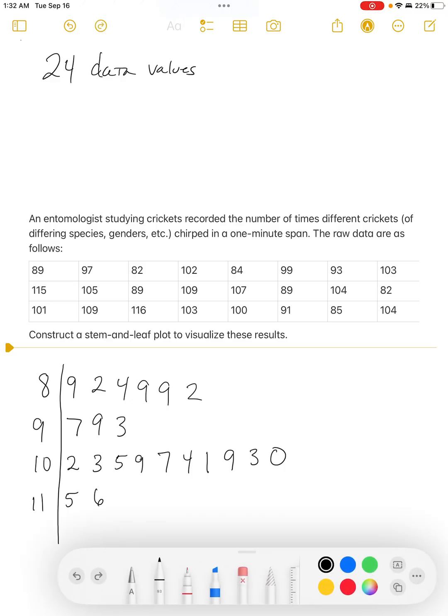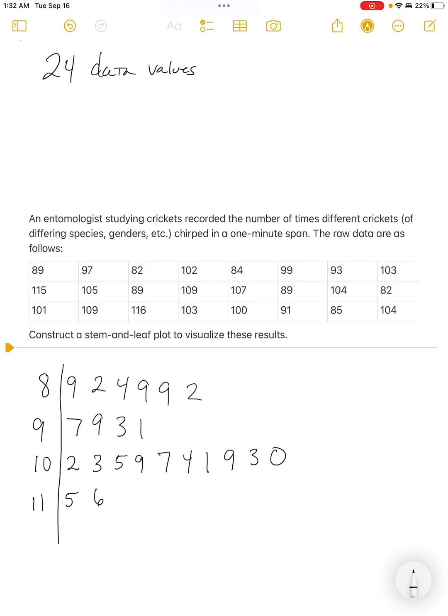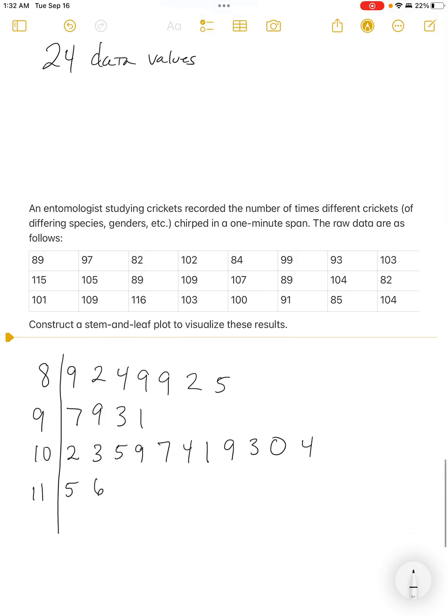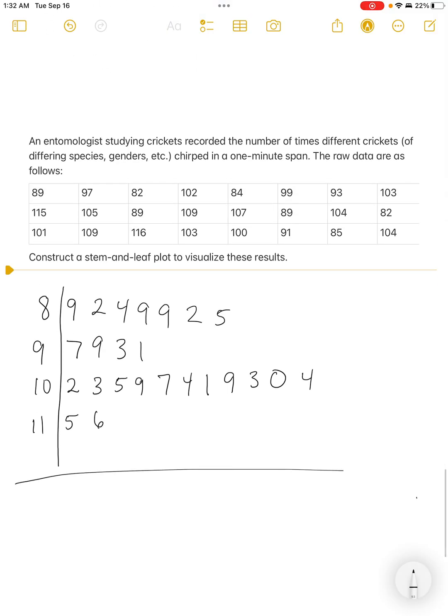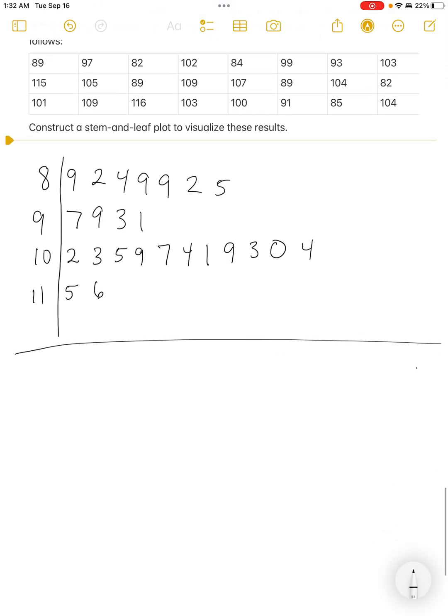91. Oops, look at where I put that 1. Put it in the 80s. Don't want the 1 in the 80s. That's why we do our math in pencil. 91 is right there. 85, 104. So you can see the shape of the data that the 100s rule out. I would totally take this as a correct answer. There's no need to rewrite it from low to high in terms of having the right answer.